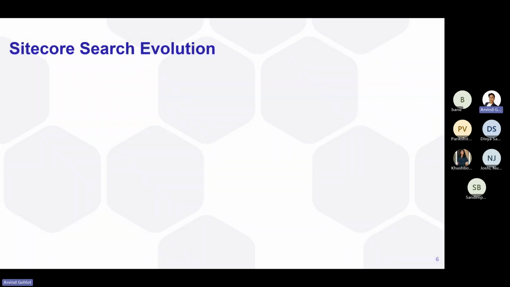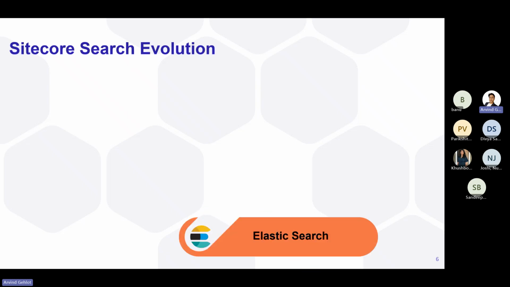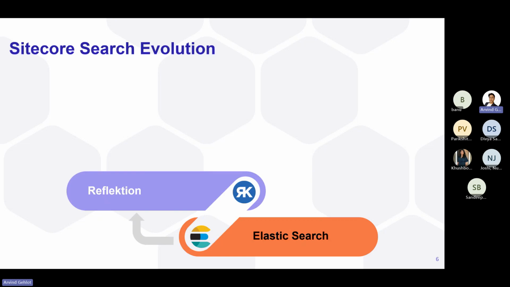Let's briefly talk about its evolution. The evolution started with Elasticsearch. Elasticsearch is basically a distributed open source search and analytics engine designed for handling a large amount of data. So the whole story started with Elasticsearch. Around 3 years back, Sitecore acquired Reflection. Reflection is a company that offered AI-powered search and personalization for e-commerce websites. The technology behind Reflection was the Elasticsearch that we discussed.